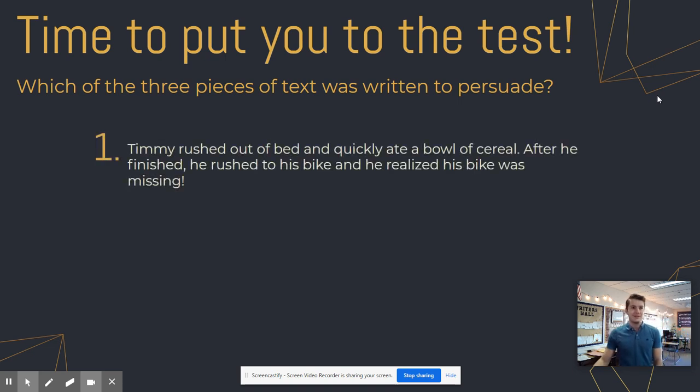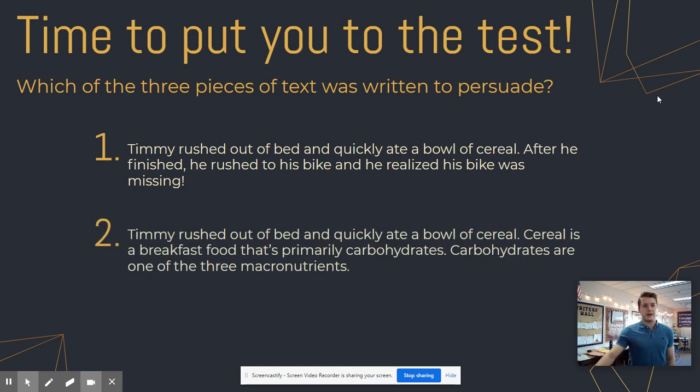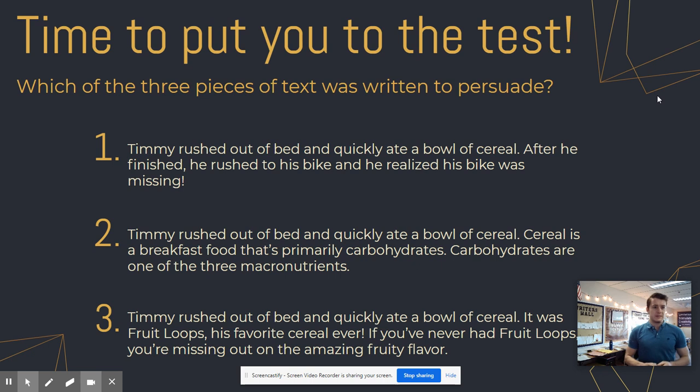Number 1, Timmy rushed out of bed and quickly ate a bowl of cereal. After he finished, he rushed to his bike and he realized his bike was missing. Number 2, Timmy rushed out of bed and quickly ate a bowl of cereal. Cereal is a breakfast food that's primarily carbohydrates. Carbohydrates are one of the 3 macronutrients. All right, number 3. Timmy rushed out of bed and quickly ate a bowl of cereal. It was Fruit Loops, his favorite cereal ever. If you've ever had Fruit Loops, or if you've never had Fruit Loops, you're missing out on the amazing fruity flavor. All right, so which one is persuasive? Number 1, 2, or 3?